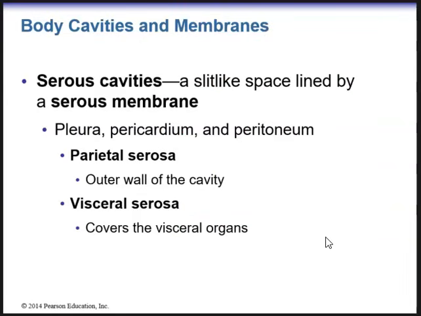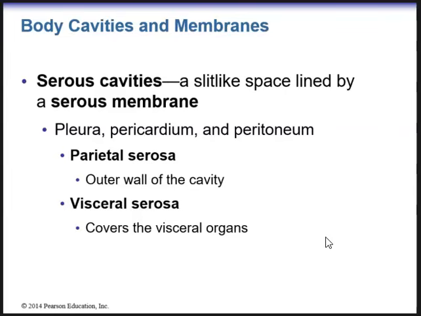So serous cavities, they are slit-like spaces that are lined by a serous membrane. Examples of these include the pleura, the pericardium, and the peritoneum. Now, each of these serous cavities has basically the same structure. We have a parietal serosa and a visceral serosa.